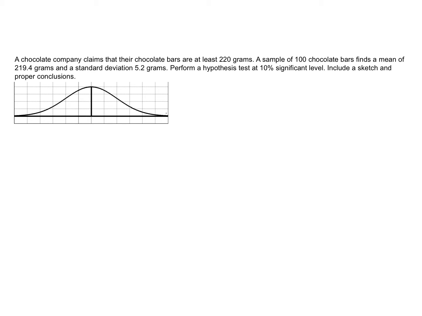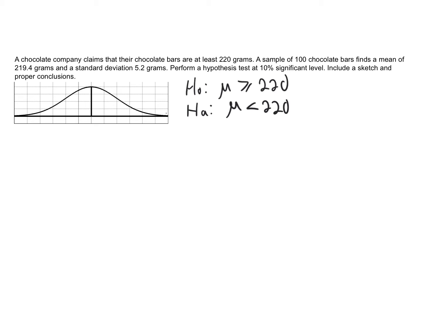Hello, today we're going to look at two hypothesis test questions. The first is a test of means. Now from the first statement we can get our null hypothesis of the mean being greater than or equal to 220 and the alternate that it's less than 220.